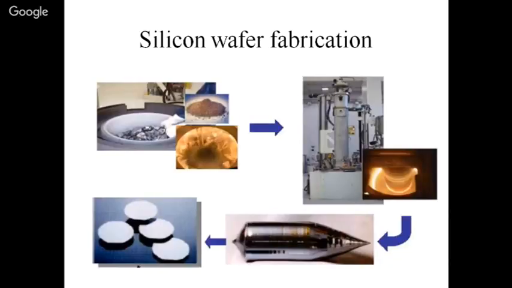This is silicon wafer fabrication. You see the flow diagram, how it is processed. Silicon powder, then comes the machine, then heating, and then it is made, just like you see the shape of a missile, and from it it is cut into slices, just like potato slices. This is a wafer. So that type of silicon wafer can be manufactured.